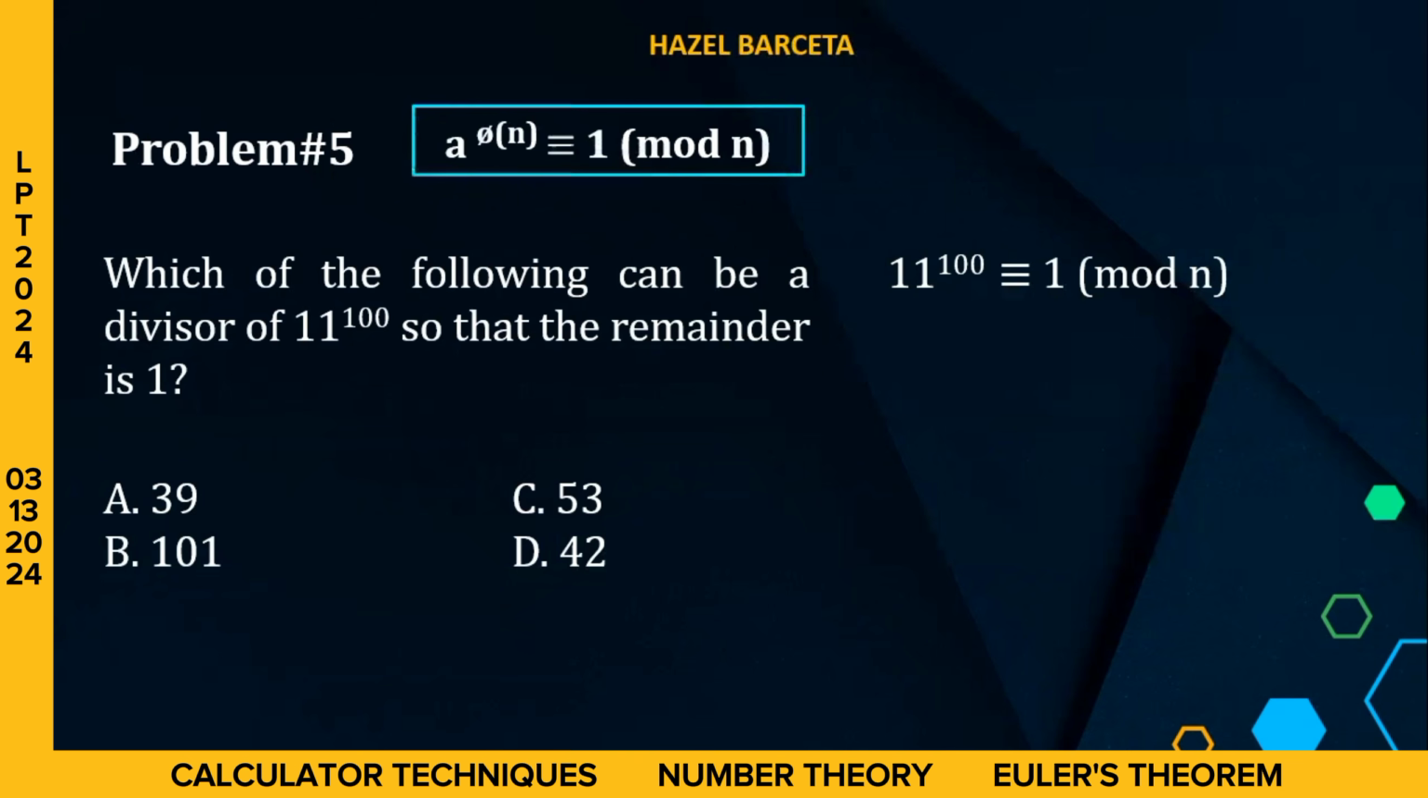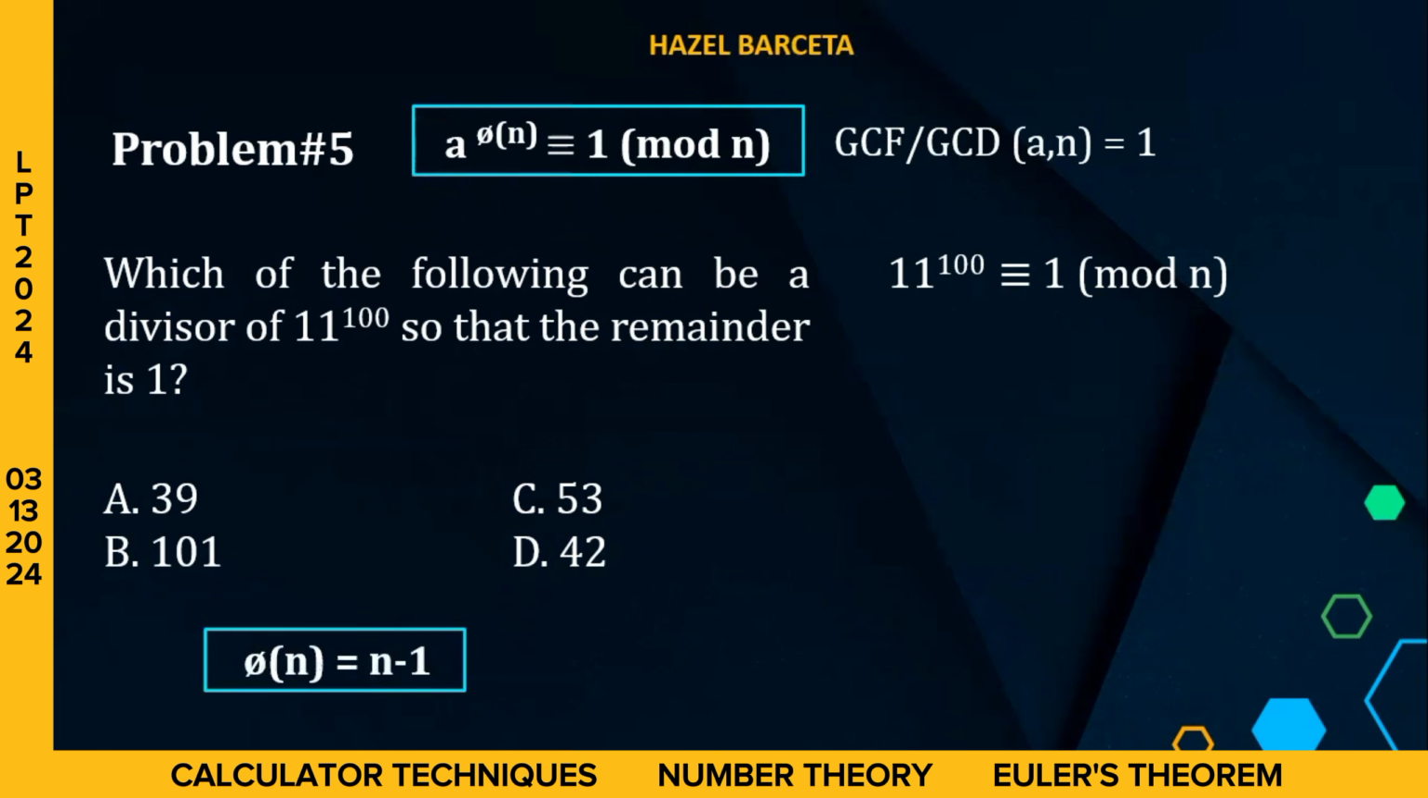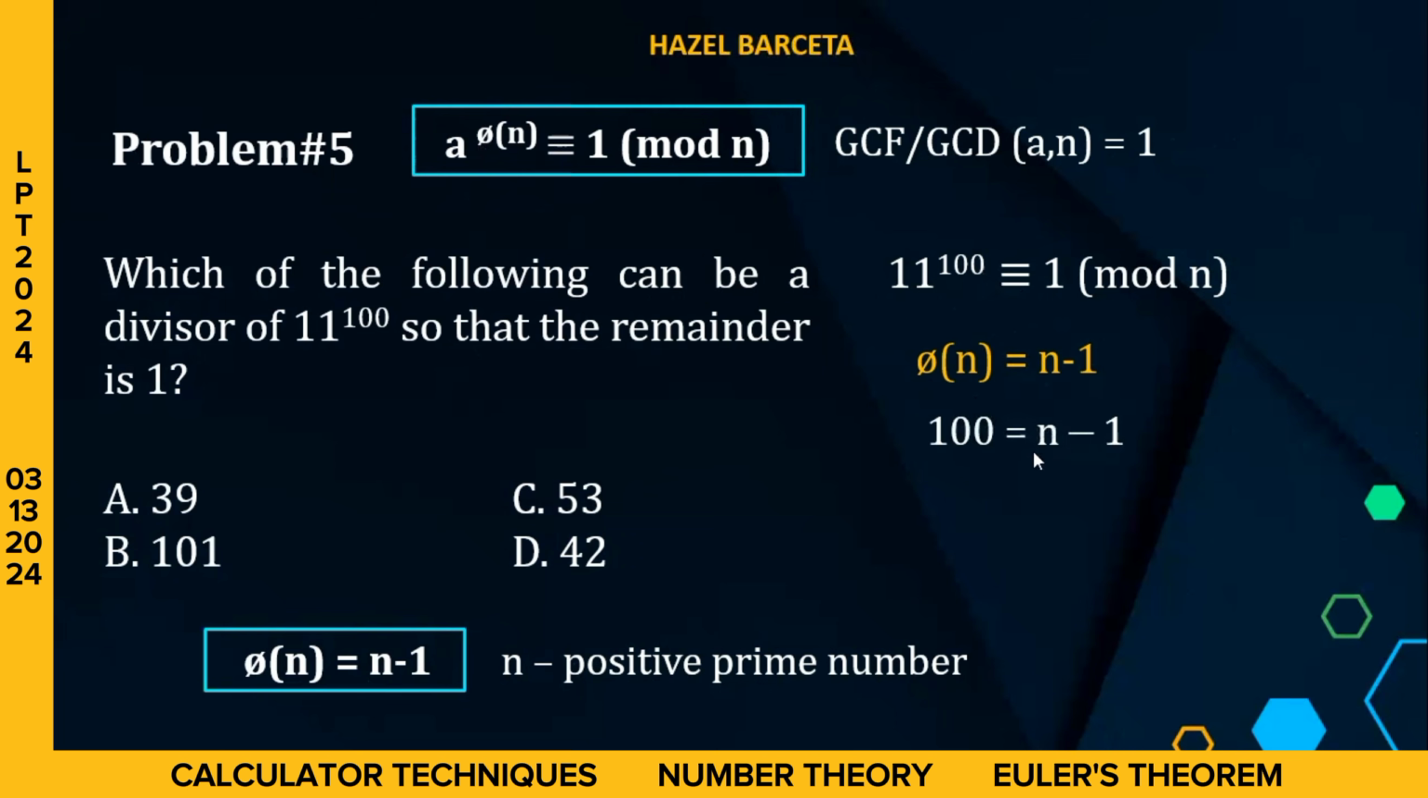And recall, we have this formula and this consideration and this one for our prime number sa ating n. So, kailangan din po nating masatisfy ang mga ito. Using our formula, we have 11 as a, totient of n as 100. Then applying this one, totient of n is equal to n minus 1, copying this one for our Euler's totient function, 100 is equal to n minus 1. Then, solving for n, ililipat po natin doon si 1, kaya magiging n is equal to 100 plus 1, which is equal to 101, letter B.